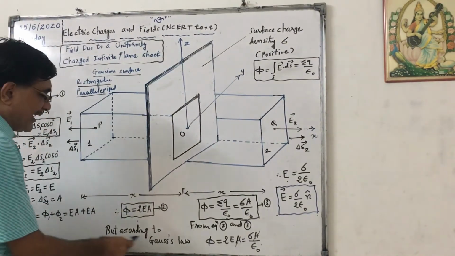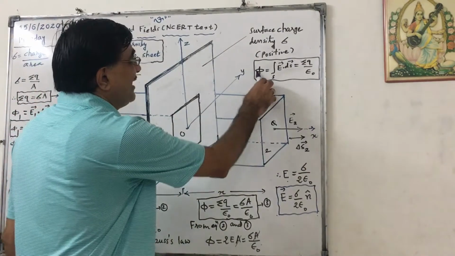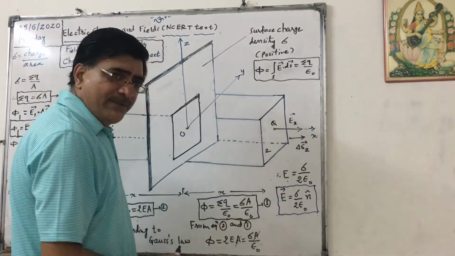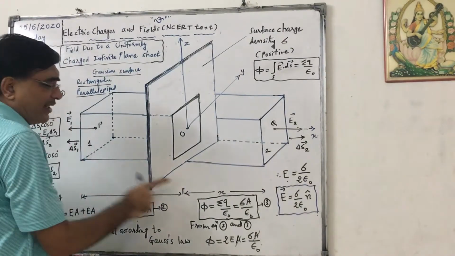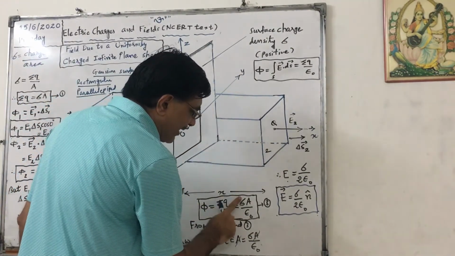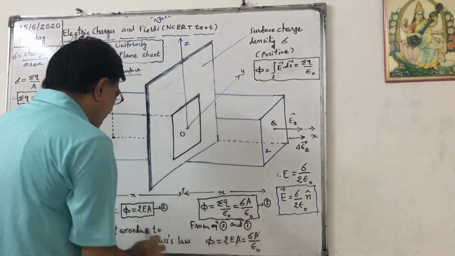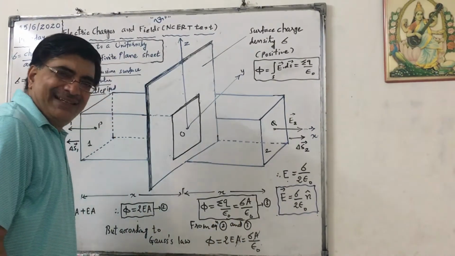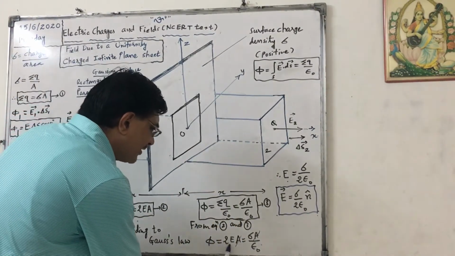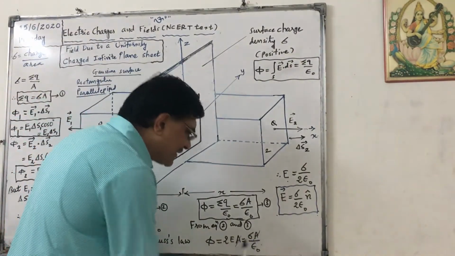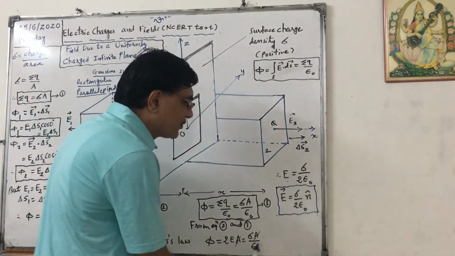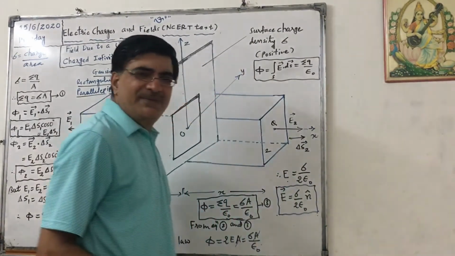But according to Gauss's law, phi equals sigma q upon epsilon naught. Sigma q is the enclosed charge, and that was equal to sigma into A. So phi equals sigma A upon epsilon naught. Comparing these two equations, 2EA will be equal to sigma A upon epsilon naught, but A and A will be cancelled. So E will be equal to sigma upon 2 epsilon naught.